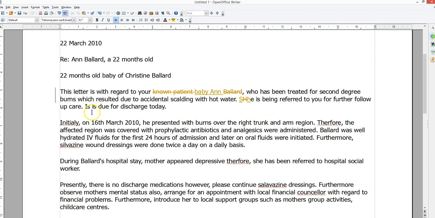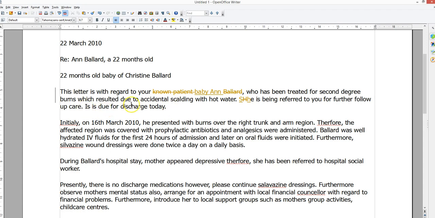Okay, she's been referred to you for further follow-up care. Is due for discharge. What? And right. This introduction, as I mentioned before, is about the purpose of why you are writing. Again, I haven't seen the task notes, but if it's a discharge, if you're writing to a GP or a nurse, I'm writing to update you on the hospital care of baby Anne, who is being discharged from our hospital today, or something such as that. Okay, so saying this letter is with regard to your known patient. Say it right, make it clear right from the opening sentence. I'm writing to update you on the condition of, I'm writing to inform you, etc.